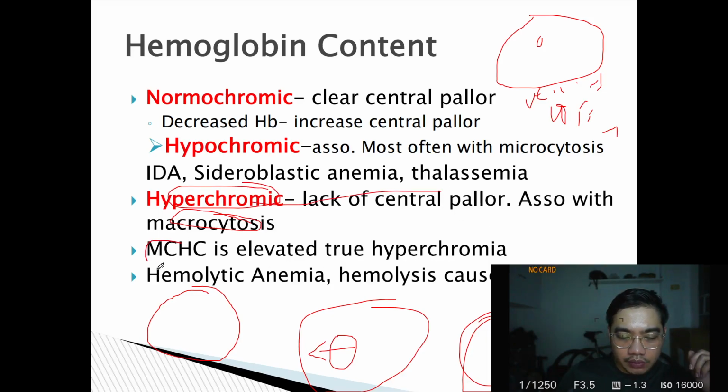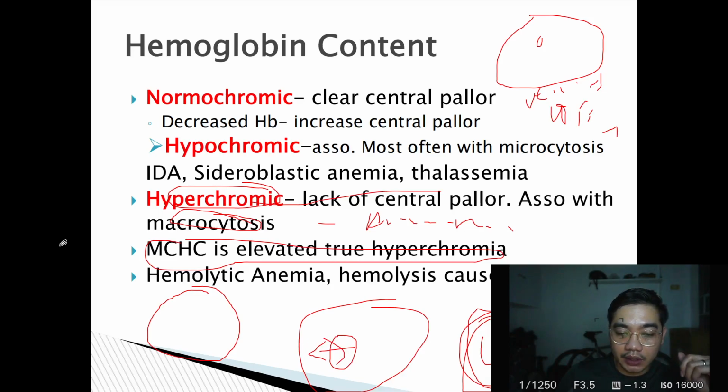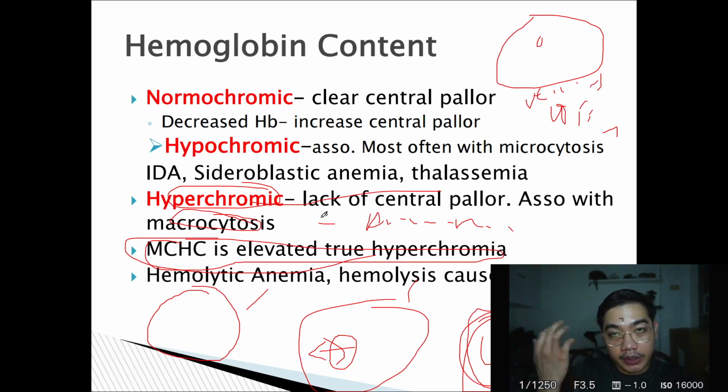So MCHC is elevated in true hyperchromia. MCHC just simply means the amount of hemoglobin inside each RBC, no? So since the central pallor is gone, you can fit more hemoglobin inside. So that's why MCHC is increased. One of the examples for hyperchromic is hemolytic anemia. So MCHC is increased in hereditary spherocytosis and sometimes macrocytosis.